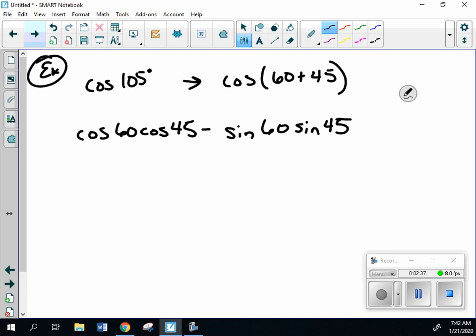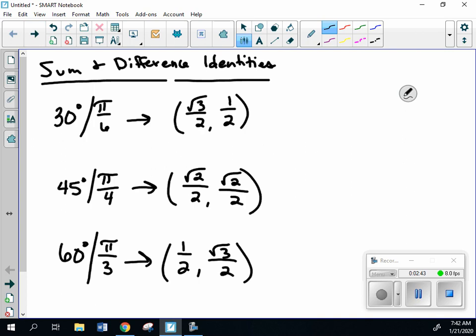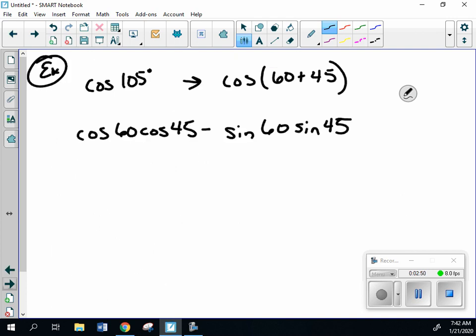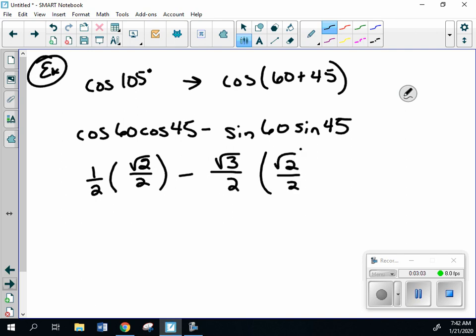I'm now going to actually calculate the cosine of 60 and cosine of 45, using our coordinates from back here, knowing that the sine of 30 is a half, and the cosine of 30 is square root 3 over 2. So I have a half times square root 2 over 2, minus square root 3 over 2 times the square root of 2 over 2. Okay, got rid of my sines and cosines. Now I'm in exact values. I'm going to simplify this.